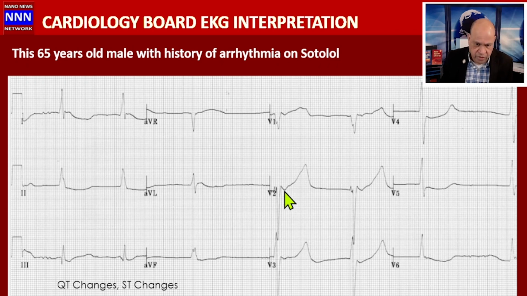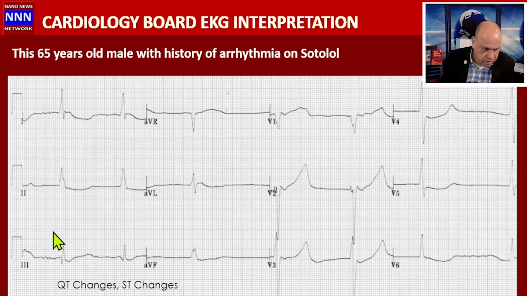And here, what are we looking at? We have a prolonged QT interval. Along with that, there is ST-T deformity, and here we have ST depression. So we have bradycardia, 1, 2, 3, 4, 5, 6. We have bradycardia, less than 60.